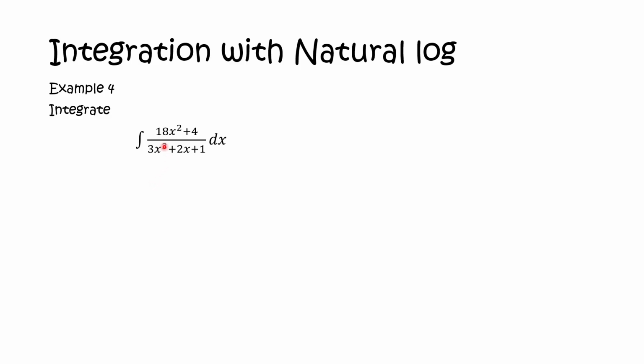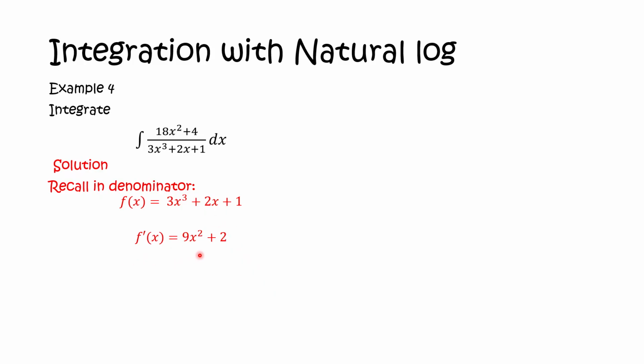Great. We have the integral of 18x squared plus 4 divided by 3x cubed plus 2x plus 1 dx. The solution: recall, in the denominator, we have our f of x as 3x cubed plus 2x plus 1. Now, if we differentiate that, we would have f prime of x, which is equal to 9x squared plus 2. And with that in mind, we go back to our integral.